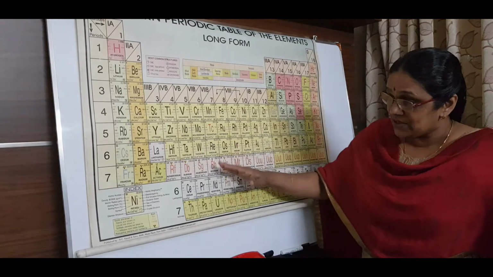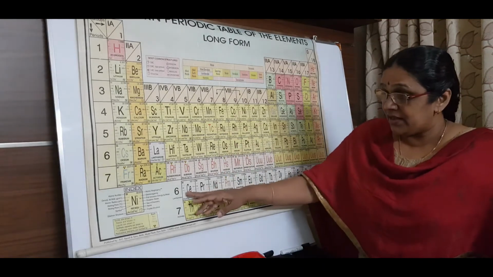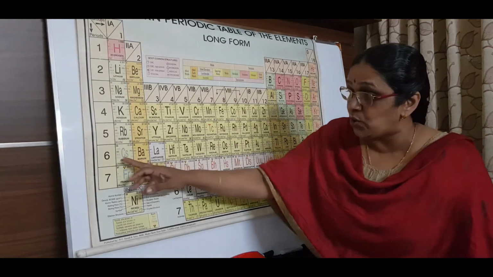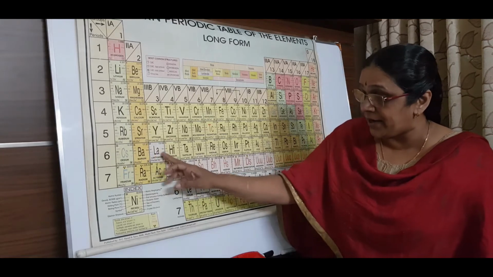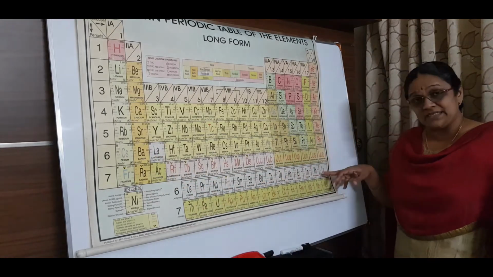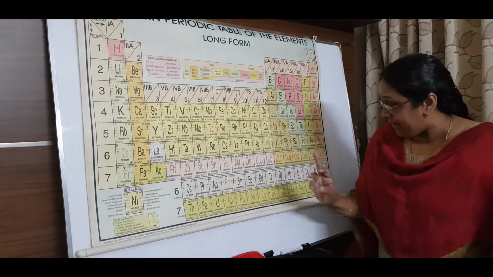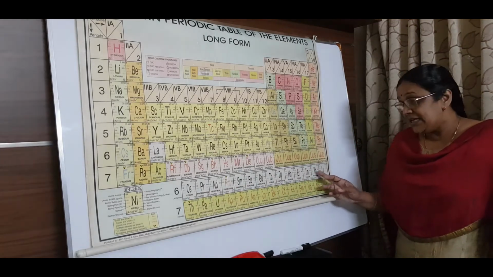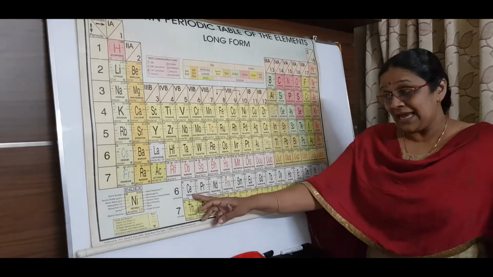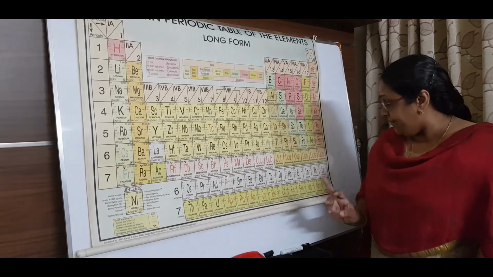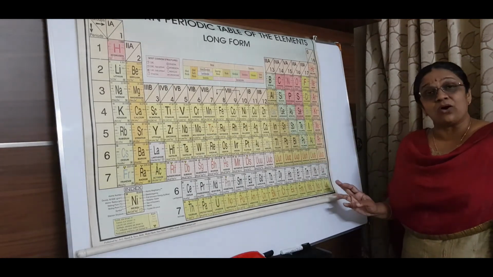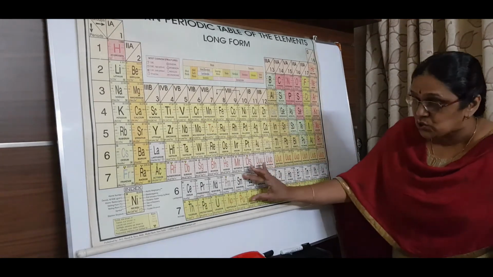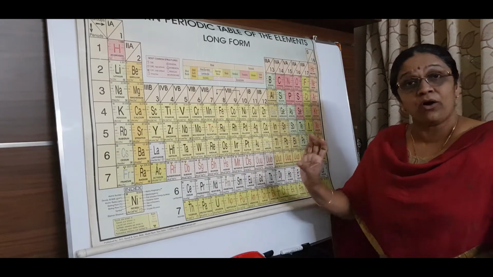And now coming to the last 2, that is the 6th and the 7th period. I told you from lanthanum, there are again 14 elements, starting from cerium and ending in lutetium. These are called lanthanoids, and from thorium to lawrencium, they are called actinoids. So these 2 are called F-block elements.